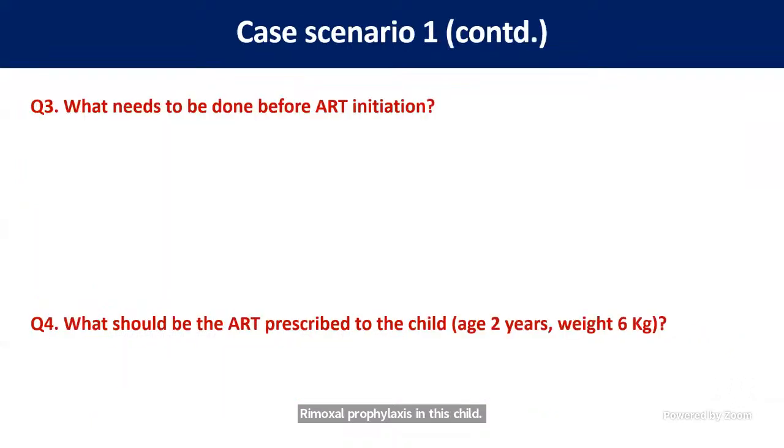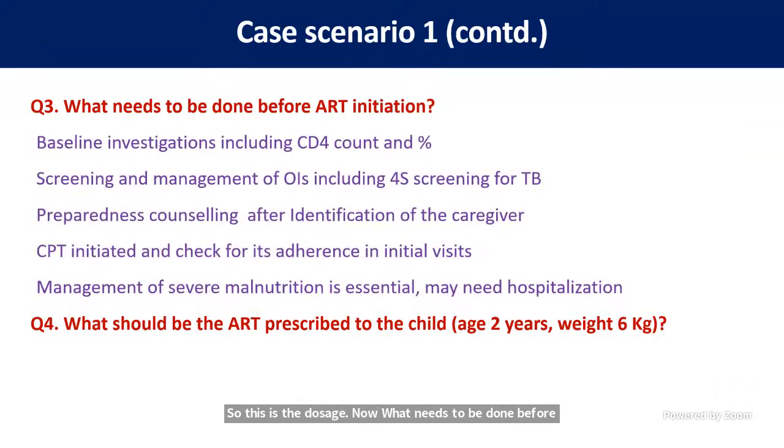Now, what needs to be done before ART initiation? Same thing: baseline investigation, including CD4 count and percentage, screen and manage opportunistic infection, including tuberculosis, preparedness counseling after identification of the primary caregiver as well as backup caregiver, CPT initiation and check for its adherence in the initial visits. Management of severe malnutrition is essential, or you may have to stabilize the child, which may need hospitalization.